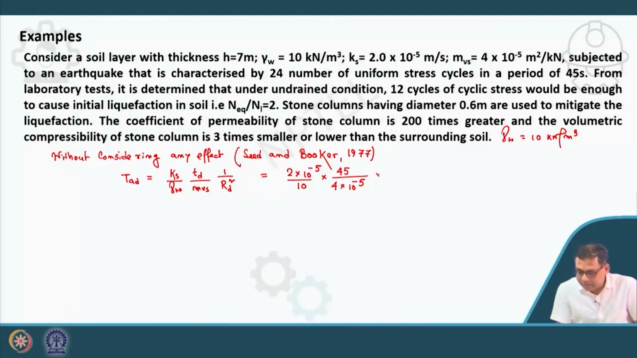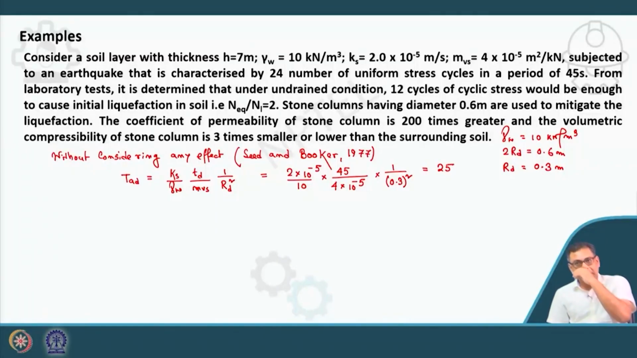And then 2 r_d is equal to 0.6 meter. So r_d will be 0.3 meter, because the diameter of the stone column is taken as 0.6 meter, so the radius will be 0.3 meter. So it will be 0.3 meter to the whole square. So this value is around 25. So T_AD is 25, and what are the other things required?